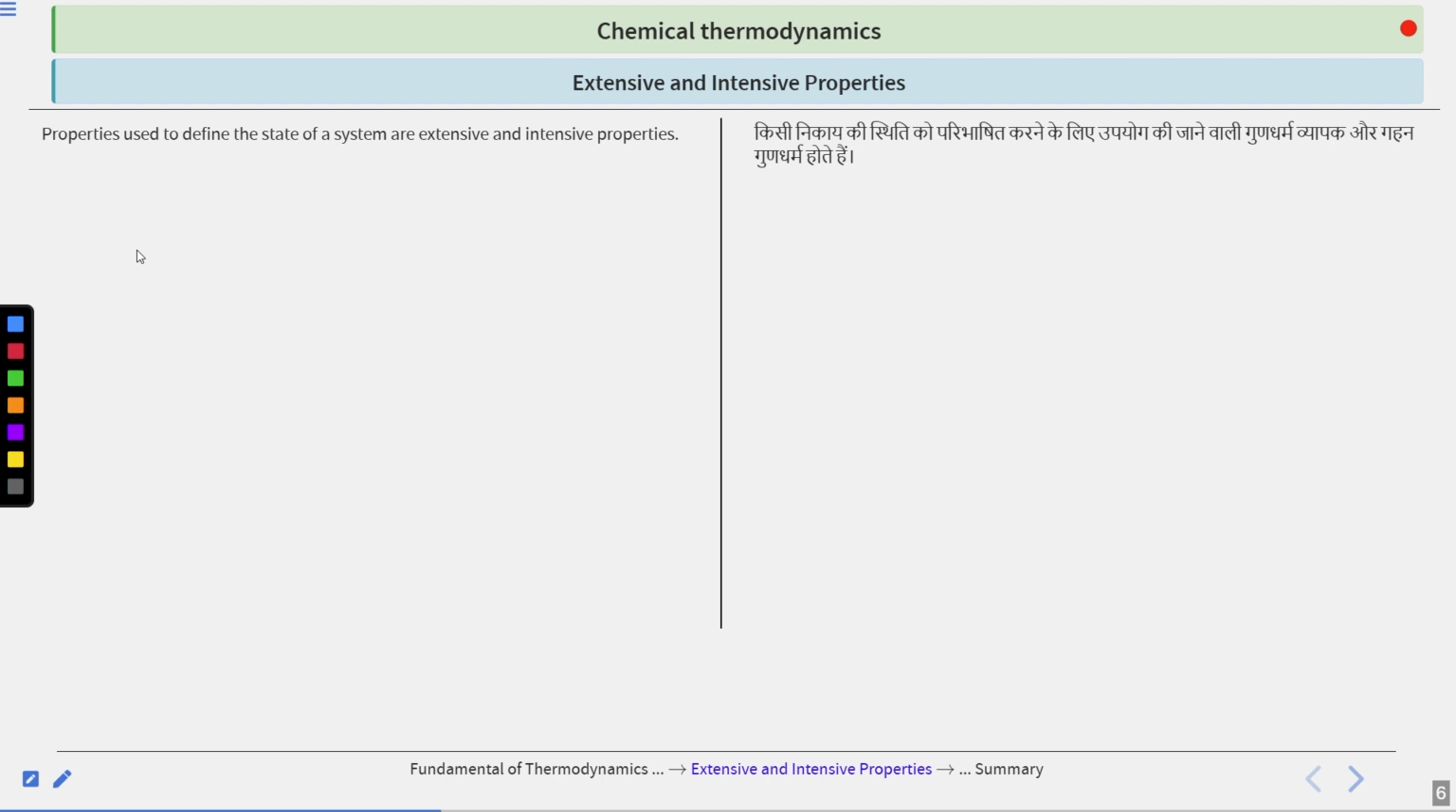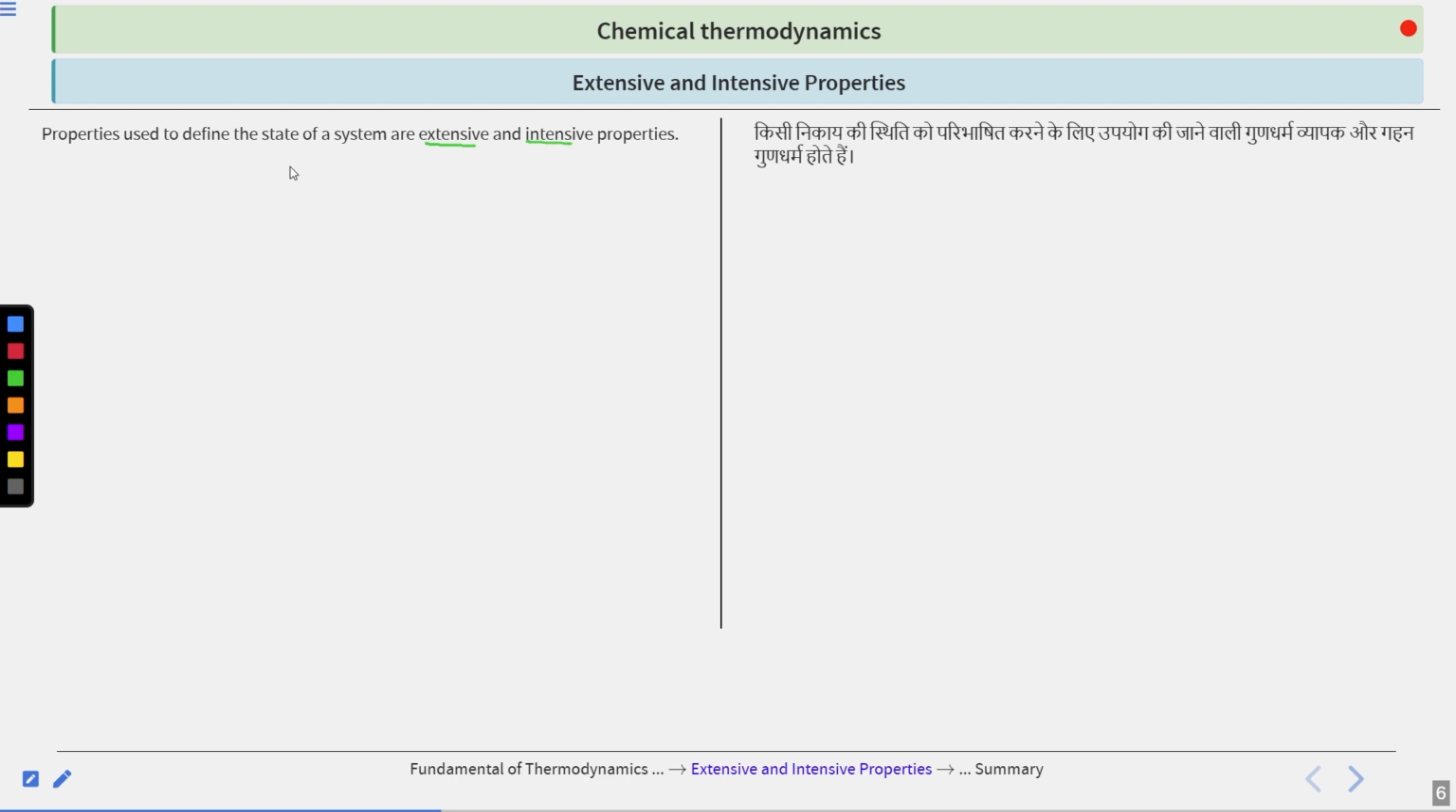Next property is based on the state of the system. It is used to define the state of a system, and it is of two types: extensive property and intensive property. So what are properties? They define the state of a system. Suppose your pressure, volume, temperature, internal energy. You must have heard of pressure, volume, and temperature earlier. Internal energy is a new term in thermodynamics, and enthalpy, and all of these terms are related to thermodynamics. They all are properties. Sometimes they're also referred to as functions, so we can also say extensive and intensive functions. We should have no problem with that.